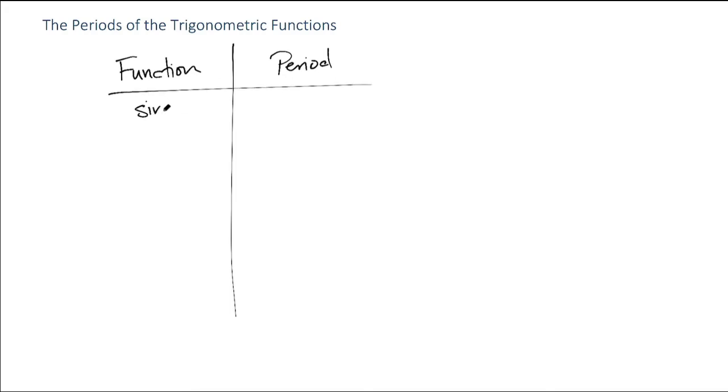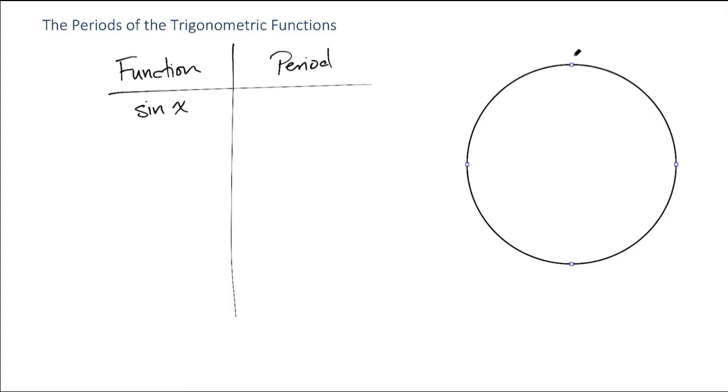The sine function. The sine is the y-coordinate. And as we travel around the unit circle, our y-coordinates start at 0. They get up to 1, back to 0, then they go down negative, and then back to 0, and then we start to repeat again. So our period of the sine function is 2 pi radians.